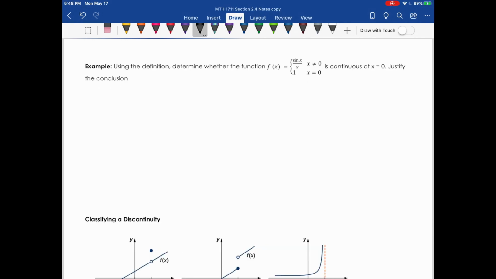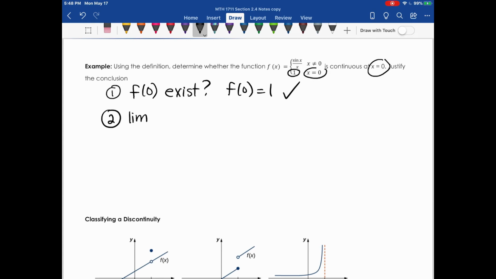Okay, the next example has us looking at a piecewise function again, and we want to see if the function is continuous at x equals 0, and of course we have to justify our conclusion using the definition. So we always start with the first property that has to be satisfied. Does the function exist at the point that we are investigating, which is 0? Does f of 0 exist? Well, if I find f of 0, based on the piecewise function, when x is 0, the value of the function is 1. So this is satisfied.